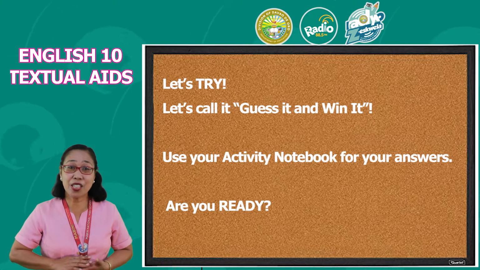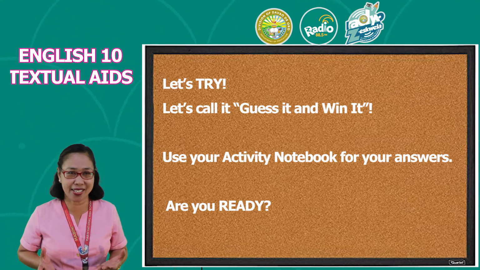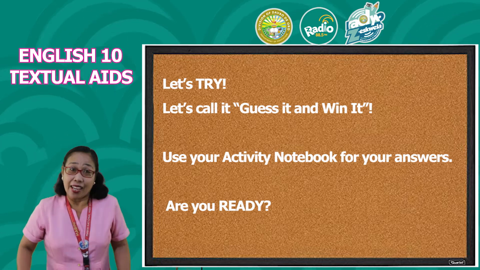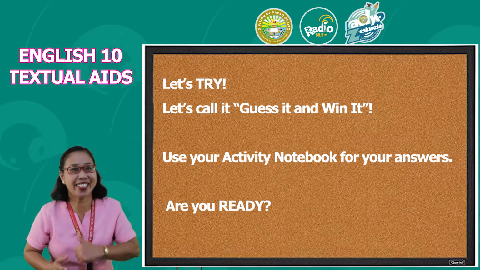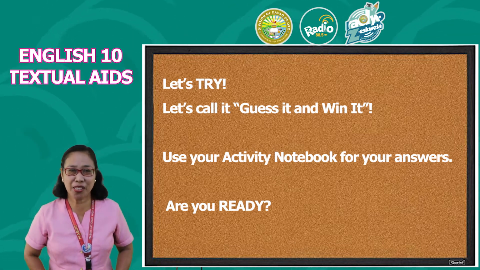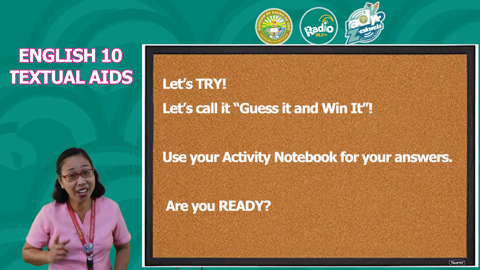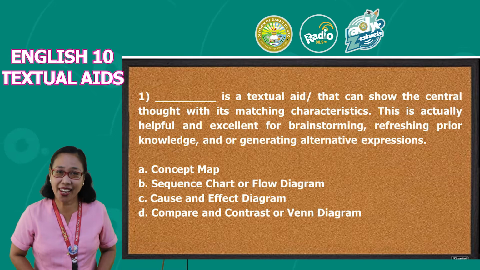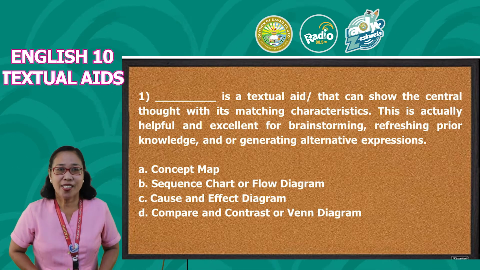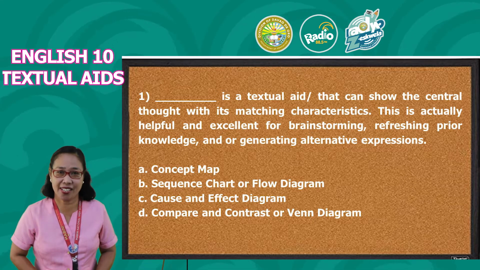This time, check first your prior knowledge about textual aids. Let's try. Let's call it, guess it, and win it. Use your activity notebook for your answer. Are you ready? Number 1, blank is a textual aid that can show the central thought with its matching characteristics.